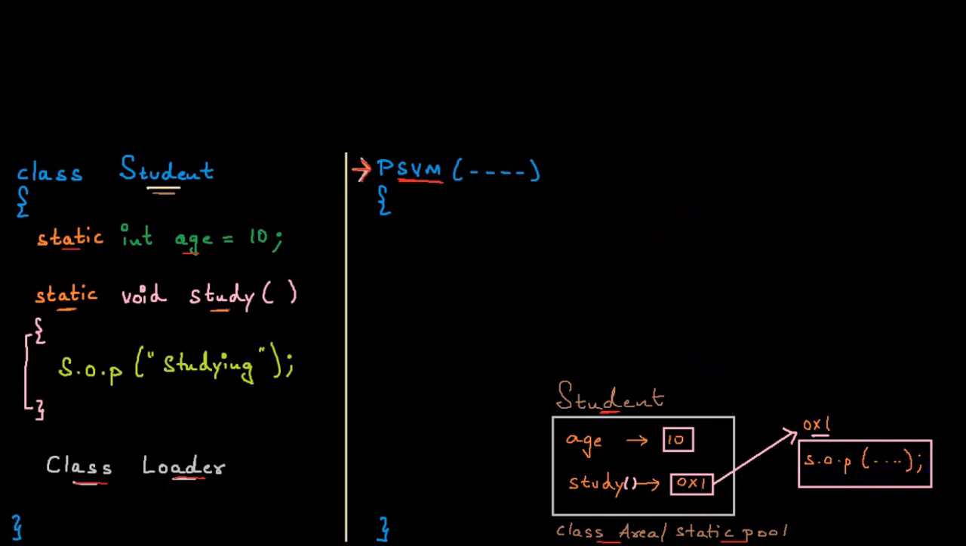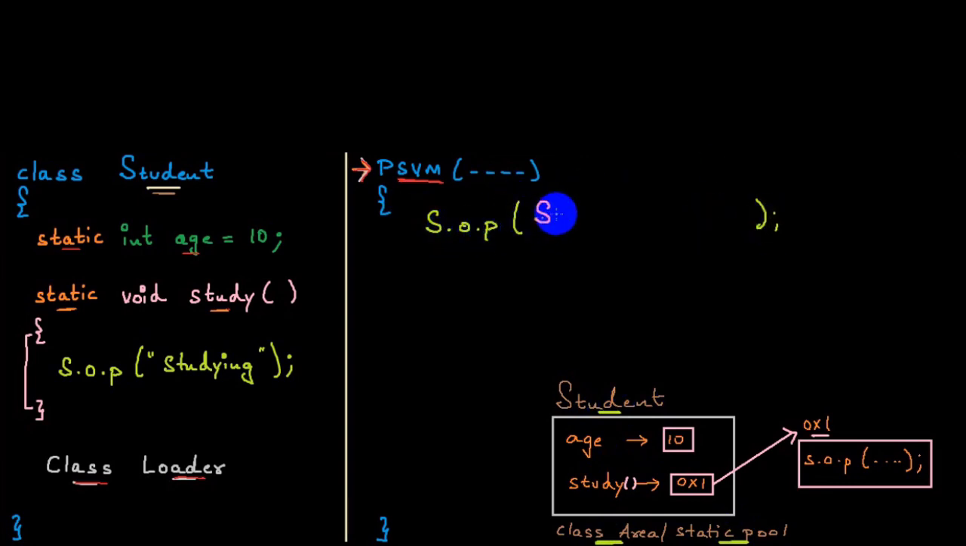Now, if I want to access the static properties here, I have to always access them with the help of the class name. Why? Because all the static properties are loaded inside a memory location called class area or static pool, and the name of the class area is automatically the class name. Therefore, in order to print the static variable age, I have to make use of the class name.